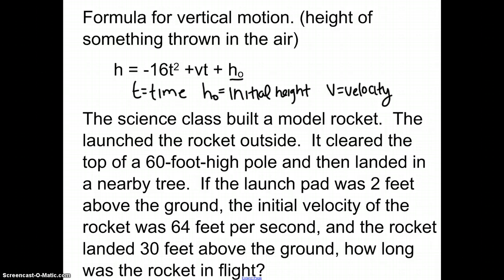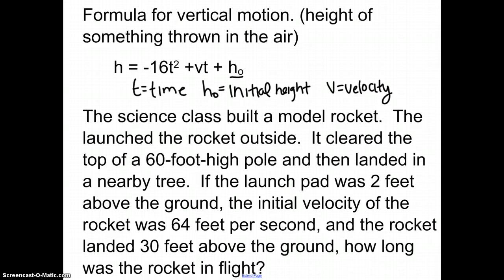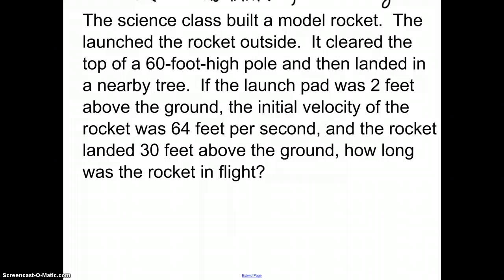So for our question, we have the science class built a model rocket. They launched the rocket outside. It cleared the top of a 60-foot high pole and then landed in a nearby tree. If the launch pad was 2 feet above the ground, the initial velocity of the rocket was 64 feet per second, and the rocket landed 30 feet above the ground. How long was the rocket in flight?